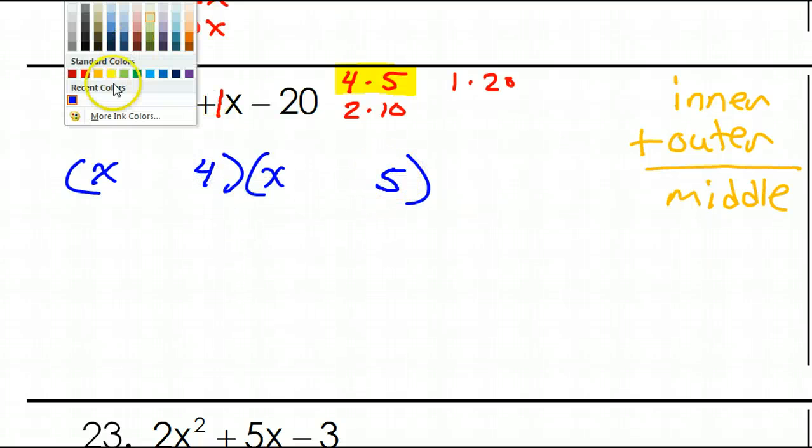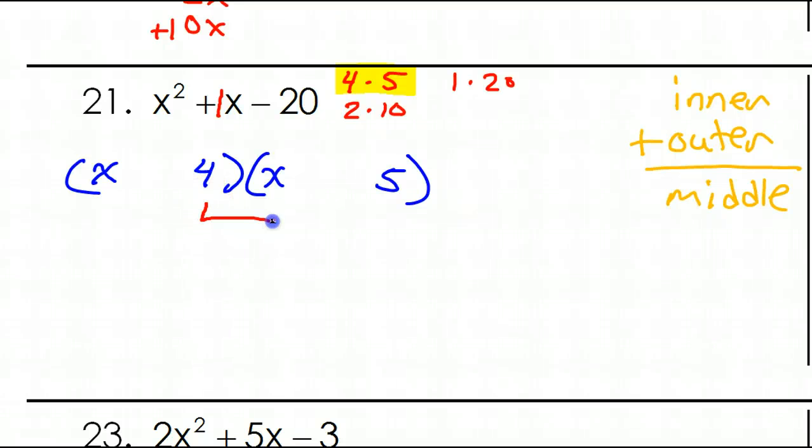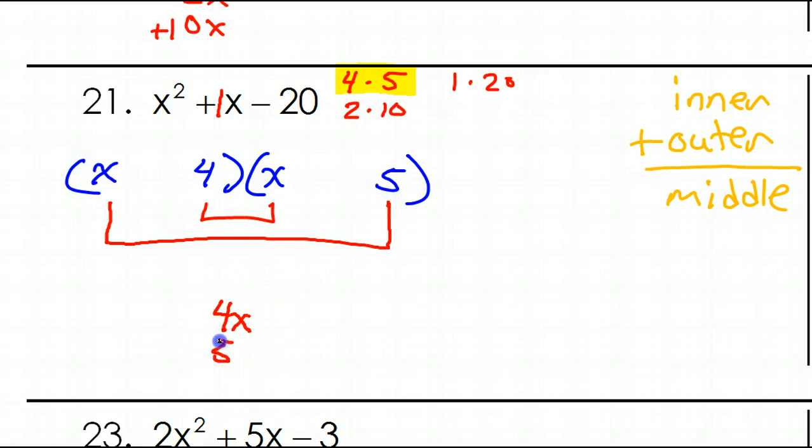Now, inner, I have 4x. Outer, I have 5x. I'm trying to get positive 1. So how can I choose the signs so that I can get a positive 1x? If I have a negative 4x and a positive 5x, that will make positive 1x. So there's my negative 4, and there's my positive 5.